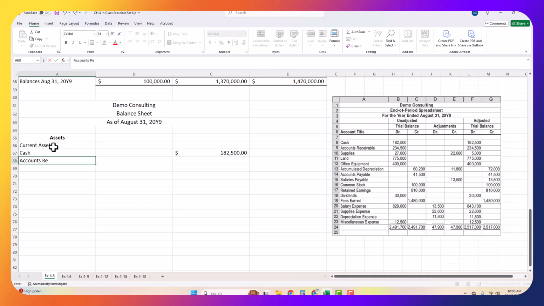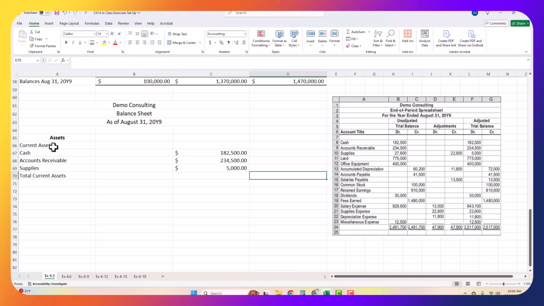We have accounts receivable, $234,500. And we have supplies. 5,000 is the supplies number. And we are going to get total current assets. And I'm going to go over here and add these up. I'm going to bold the total current assets. Don't worry about formatting. I just care that you put this in the right format. Don't worry about bolding, etc.